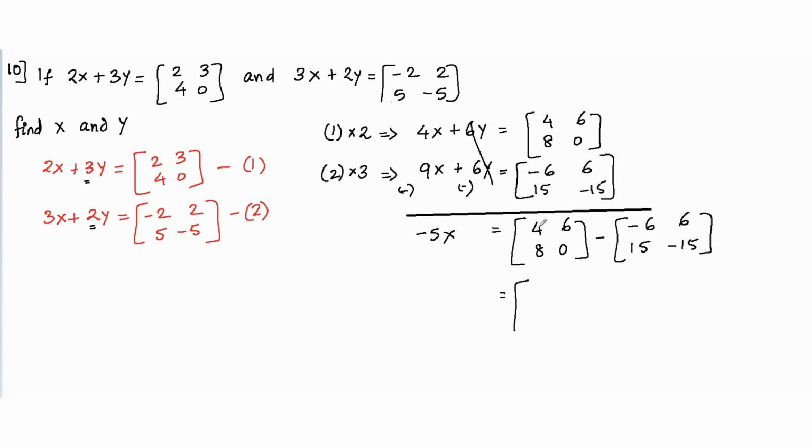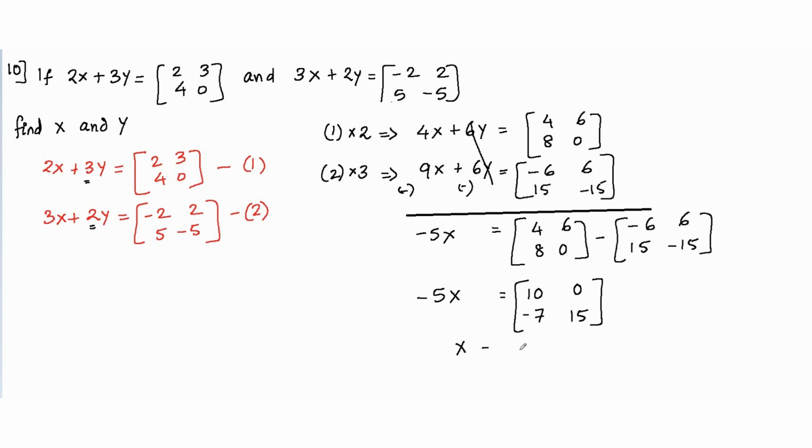When I subtract, I get 4 minus of minus 6, which is 10, 6 minus 6, which is 0, 8 minus 15 is minus 7, and 0 minus of minus 15 is plus 15. So the equation that I get is negative 5x equals [10, 0; -7, 15]. Okay, so now I will solve for x.